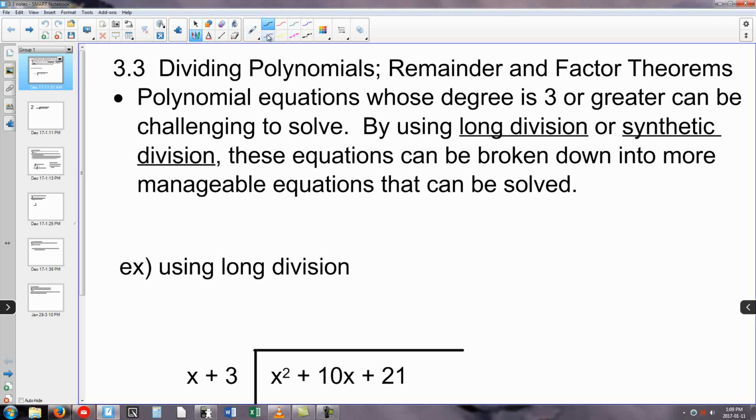Okay, so these are the notes for 3.3 where we're dividing polynomials, and we're going to look at a couple of theorems, the remainder theorem and the factor theorem. We're going to use two different types of division: long division and synthetic division.